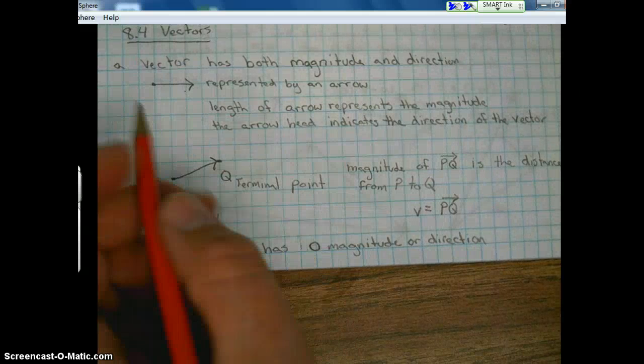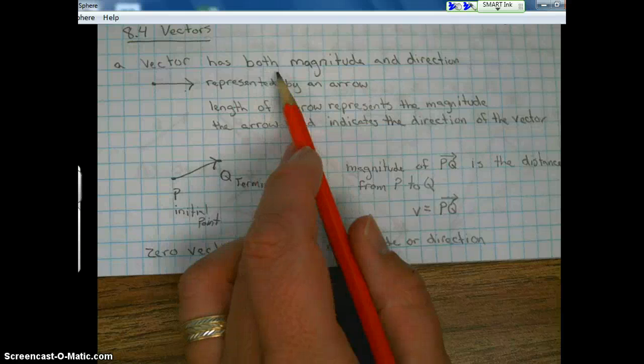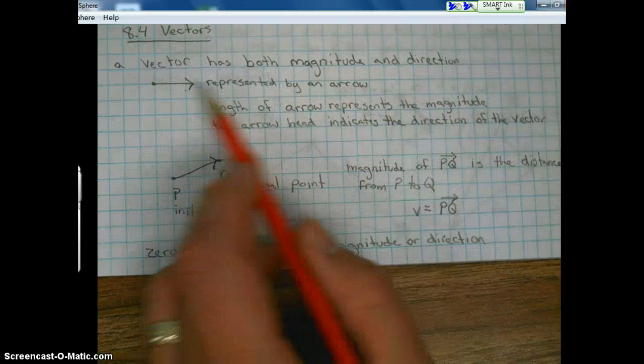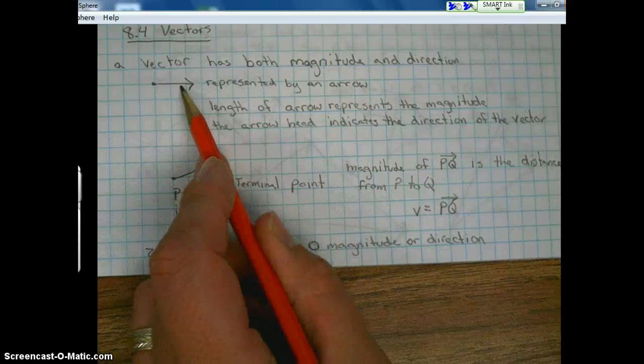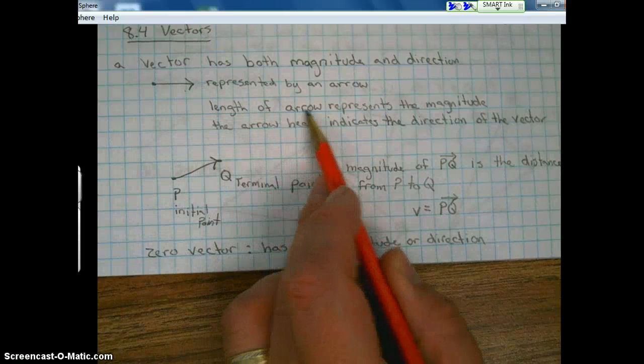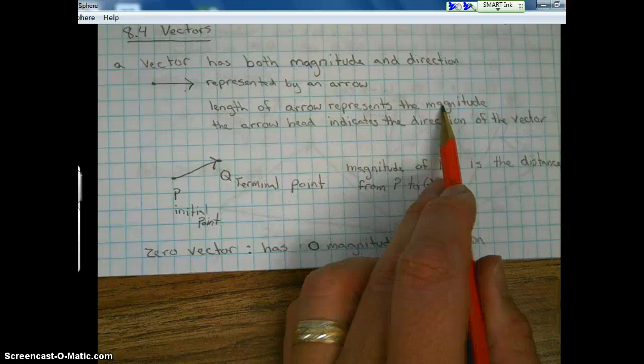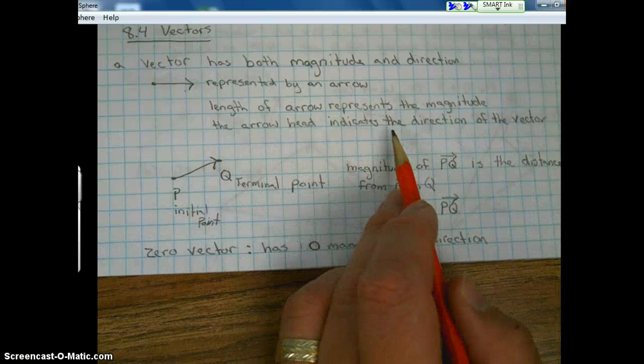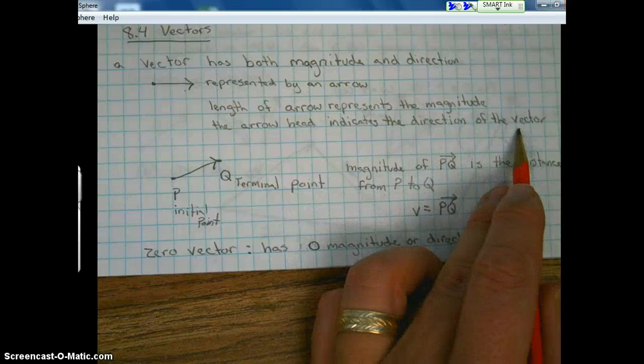Vectors. A vector has both magnitude and direction. It's represented by an arrow. The length of the arrow represents the magnitude. The arrowhead indicates the direction of the vector.